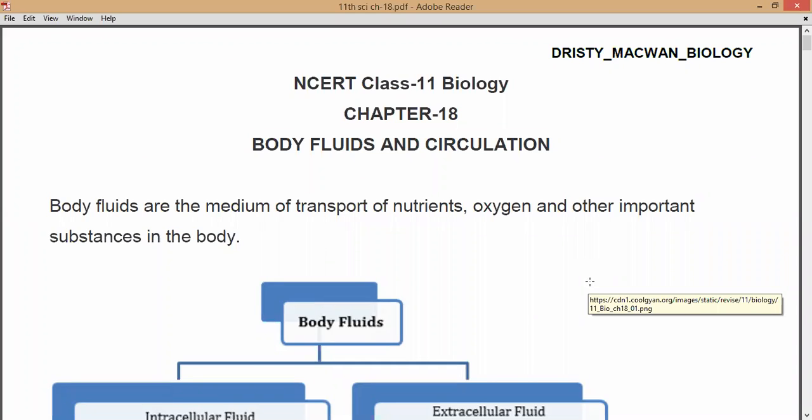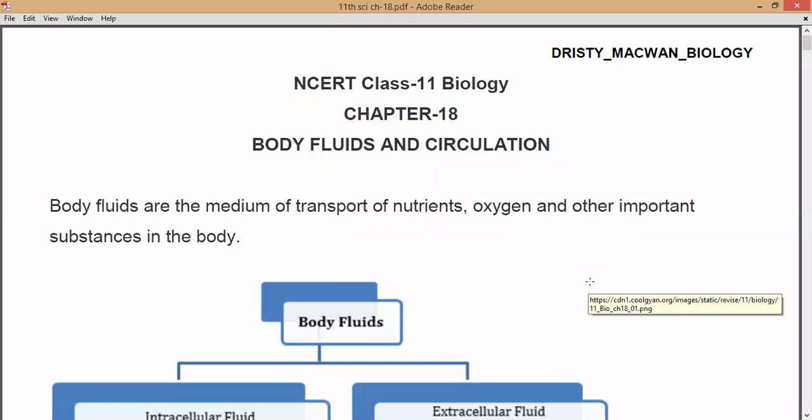Today we are going to see the introductory part with the blood. Body fluids are the medium of transport of nutrients, oxygen and other important substances in the body. So the first function of the body fluid is transporting the nutrients. Whatever nutrients are obtained from the food you eat are transported to all the different parts of your body with the help of the body fluids.